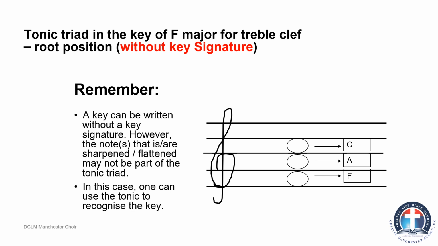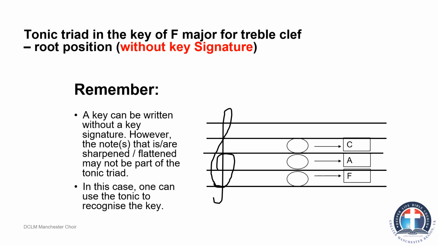Now, a tonic triad in the key of F major without key signature. All right. Now, look at that. Without key signature. No accidentals. Why? Because there's no B. B is not part of the notes included in the tonic triad for F. So there's no key signature.